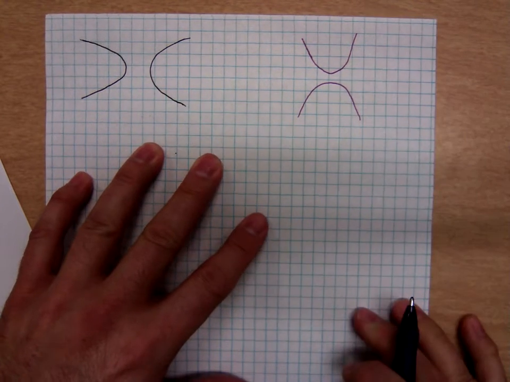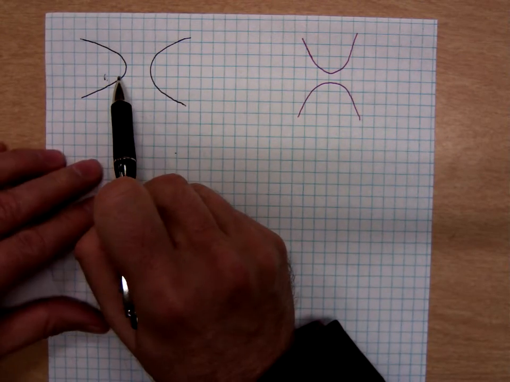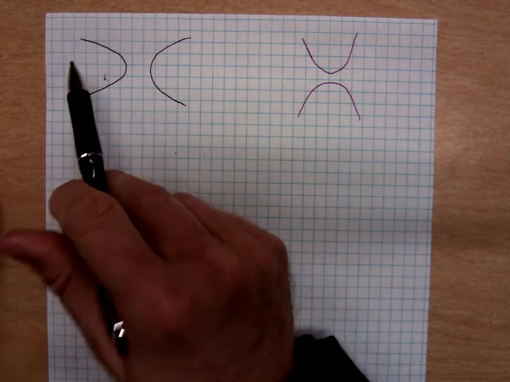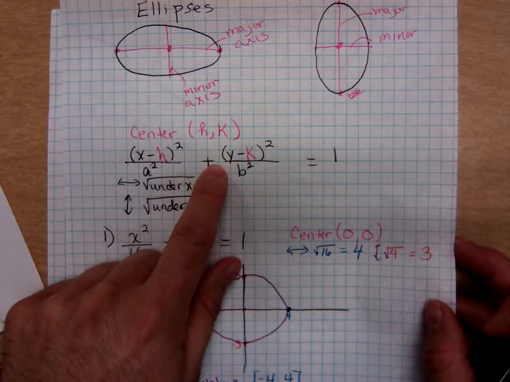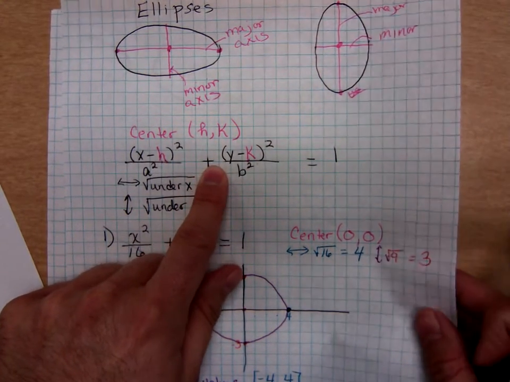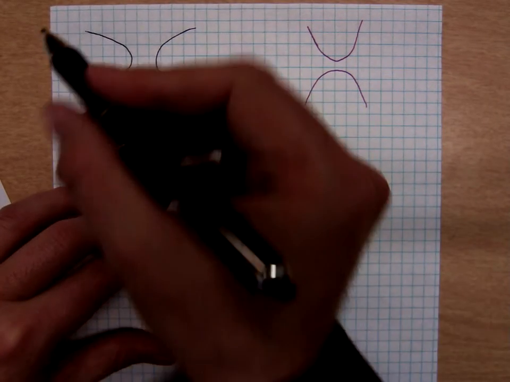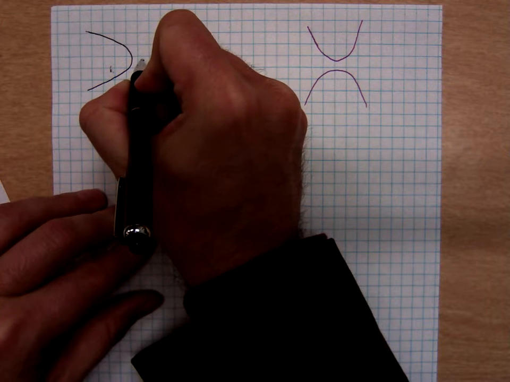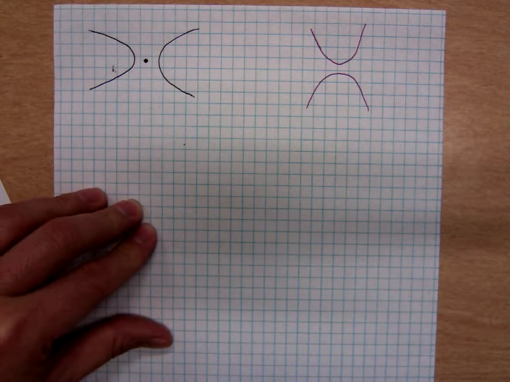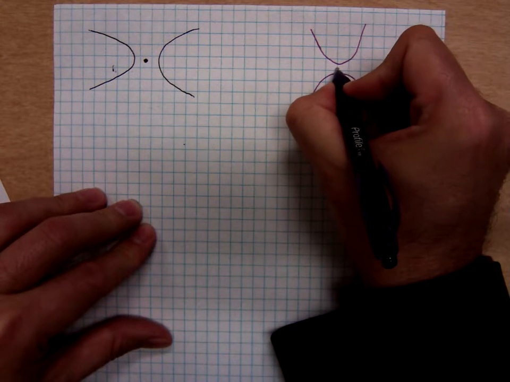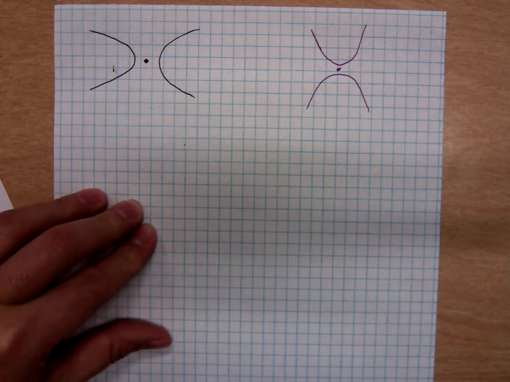The equation for a horizontal hyperbola looks just like this equation for an ellipse, except there's a minus there in the middle. Just like ellipses and circles, hyperbolas have centers, but the center is a point right there in between the two curves. Okay, so here's what the equation looks like.